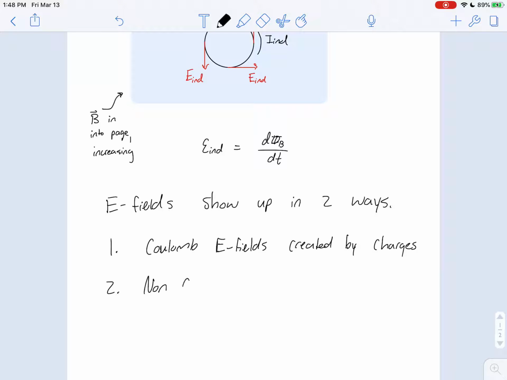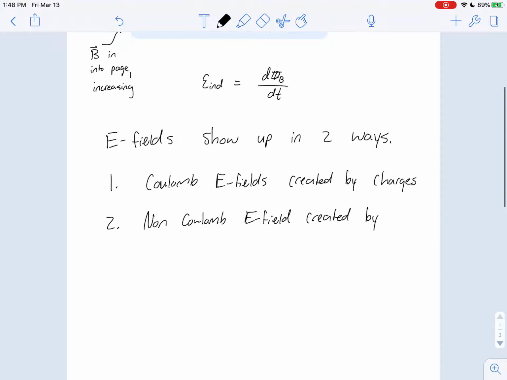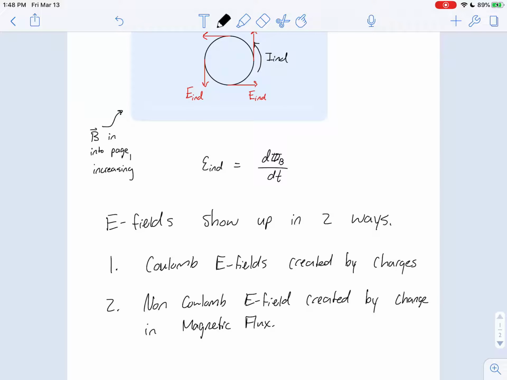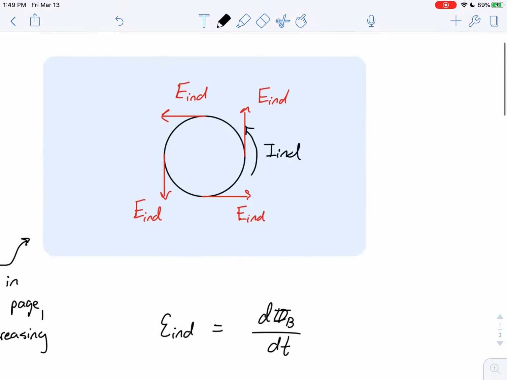And then we have a second way. So we have these non-Coulomb electric fields. And these electric fields are created by a change in magnetic field in this case, but we could say in general by a change in magnetic flux. So that's kind of interesting. Now we're seeing electric fields show up in two different contexts, and this is just more evidence to these electric fields actually existing.